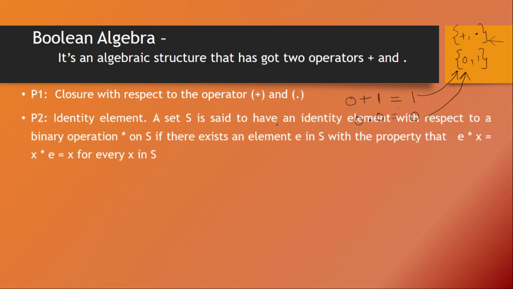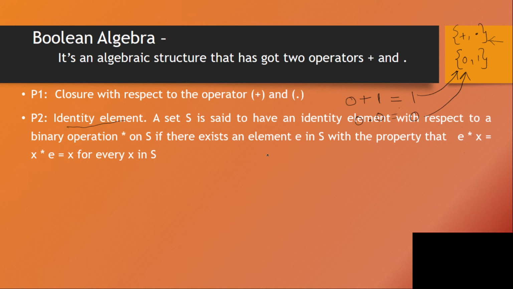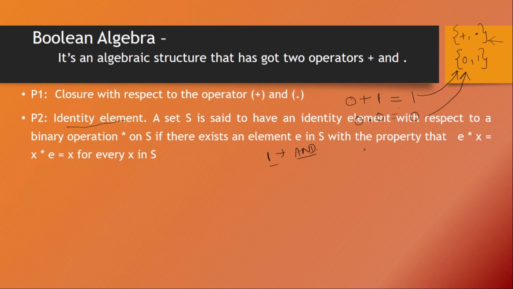Then the second one: for every operation we have here, we will have an element called the identity element. So what is the property of an identity element? Let's say an identity element is 1 with respect to the operation AND. If 1 is an identity element for the AND operation, then it should satisfy the property 1 and any value x should be equal to x. Sorry, this is AND, so I should just make it a dot. So 1 dot x should be equal to x dot 1, and that also should be equal to x.